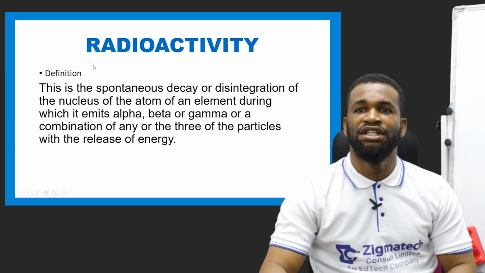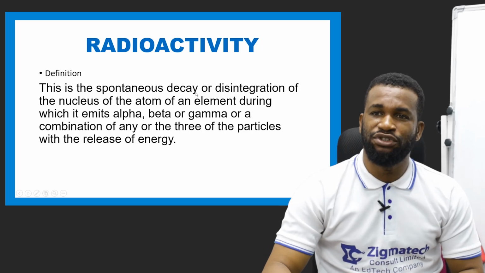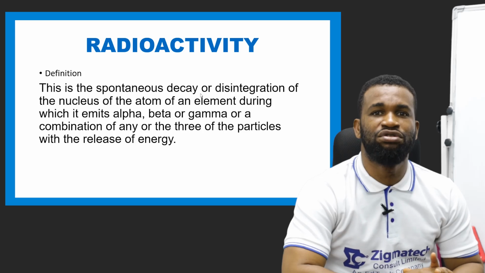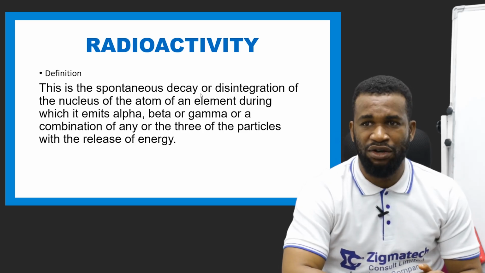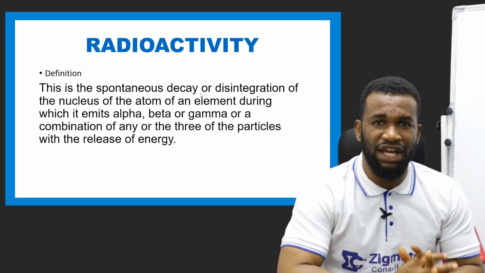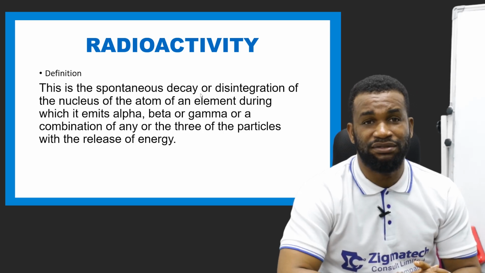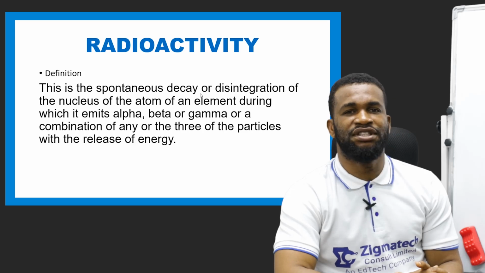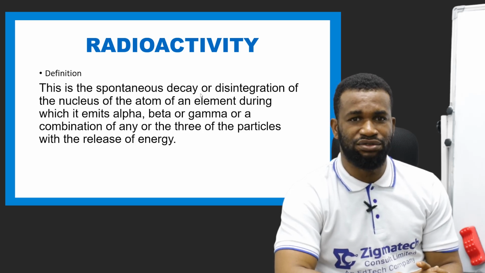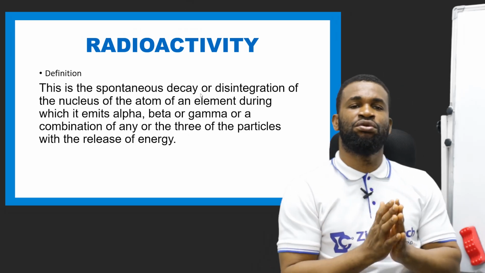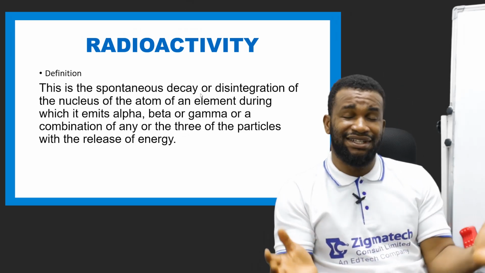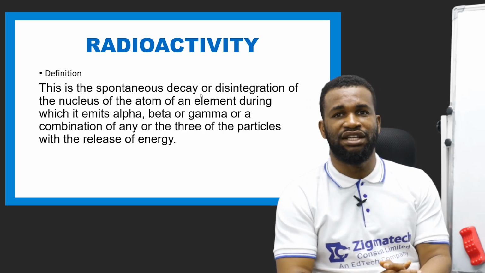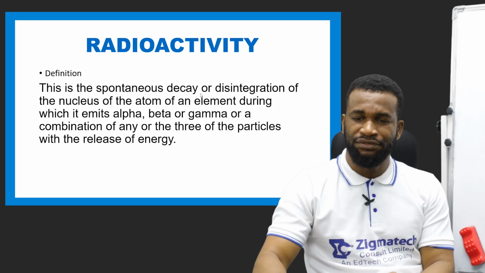Let's keep going. Radioactivity is the spontaneous decay or disintegration of the nucleus of an atom of an element during which alpha, beta, or gamma particles, or a combination of any of the three, are emitted with the release of energy. Most of the things we said in part 1 were the theoretical understanding of what radioactivity is all about. Most of what we are going to do now is the application in mathematics.